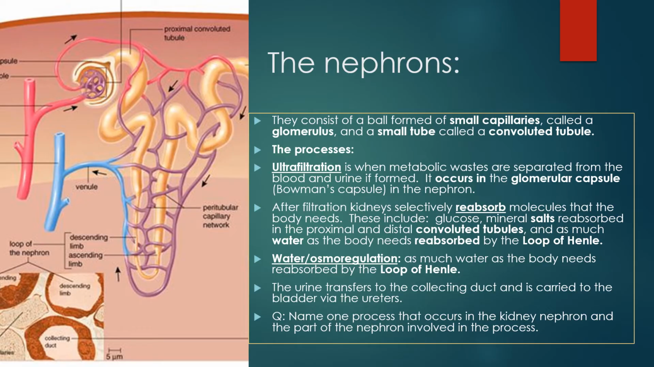So you have the processes that it does. There's ultrafiltration. It's when metabolic wastes are separated from the blood and urine is formed, and it occurs in the glomerular capsule, or the Bowman's capsule, which is much easier to say. After filtration, kidneys selectively reabsorb molecules that the body needs. Then you have water and osmoregulation. So as much water as the body needs is reabsorbed by the loop of Henle. The urine transfers to the collecting duct and is carried to the bladder via the ureters.